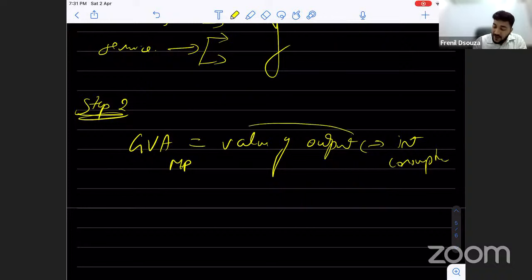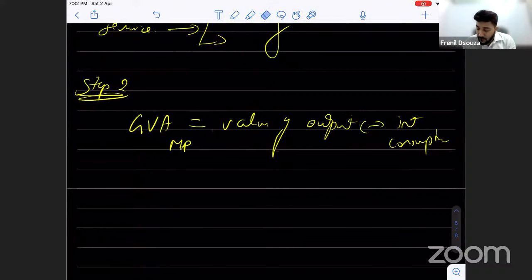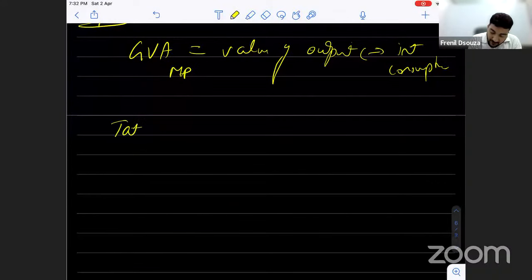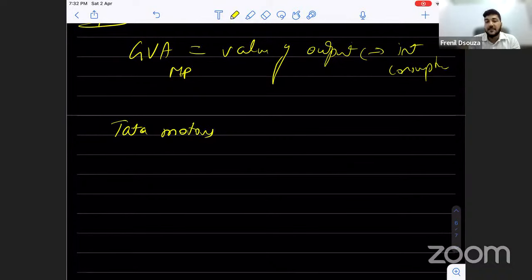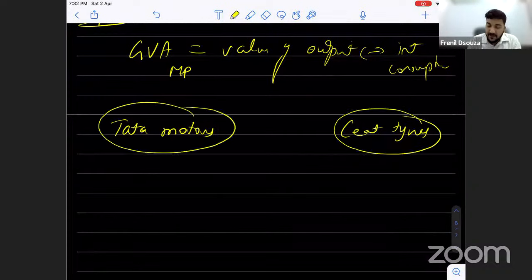Now, what do you mean by value of output? Very simple. Now, before that, let me give you clarity as to why we are subtracting the intermediate consumption. It's very simple. Imagine this, right? There is this company called Tata Motors, and there is this company called Seat Tires, right? Now, what does Tata Motors produce? It produces cars. Many kinds of automobiles, but we'll take the example of a car.